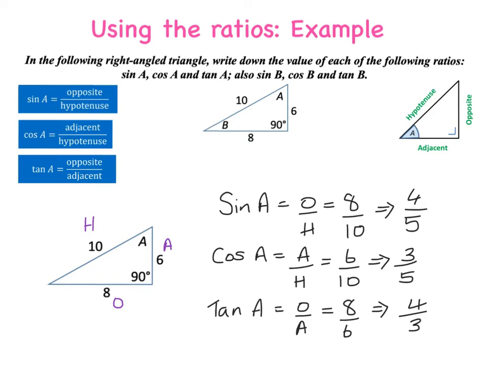So for that you'll be focusing on this angle B here, and your labels for the opposite and the adjacent will change, but your hypotenuse will stay the same. So pause this video now and practice that.